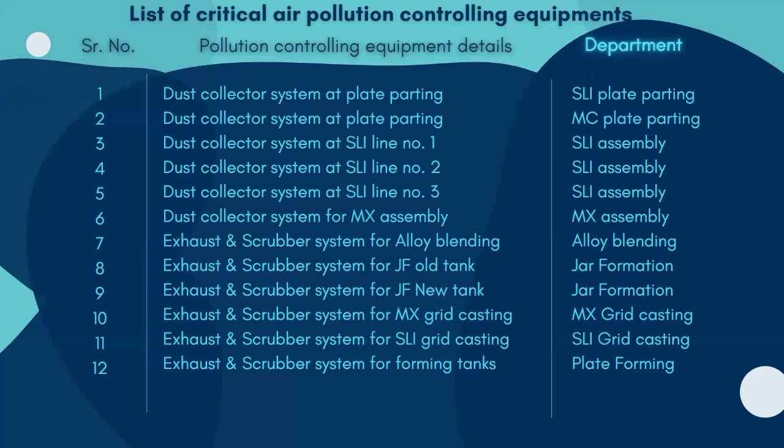This is the list of critical air pollution controlling equipment. As we can see, dust collector systems are used in SLI plate parting. SLI stands for starting, lighting, and ignition. MC plate parting, SLI assembly, and MX assembly. Exhaust and scrubber for alloy blending, jar formation old tank, JF new tank, mixed grid casting, and SLI grid casting, and for forming tanks. Next slide.